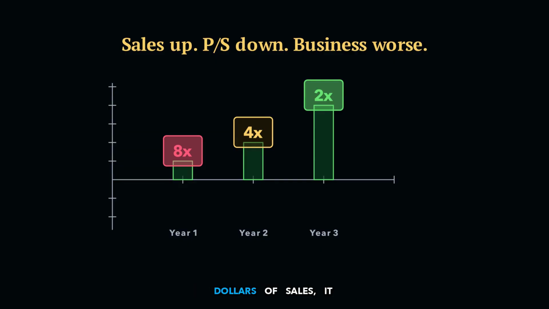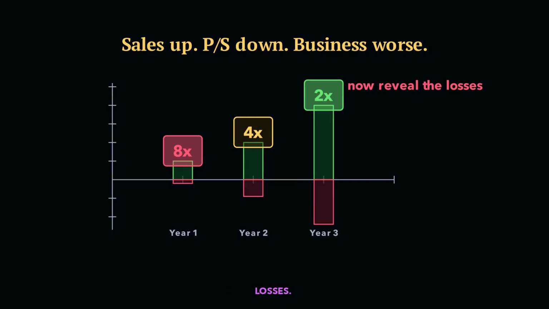To get $200 of sales, it lost $90. To get $400 of sales, it lost $240. Sales went up, PS went down, but the business got worse. It was buying sales with bigger and bigger losses.